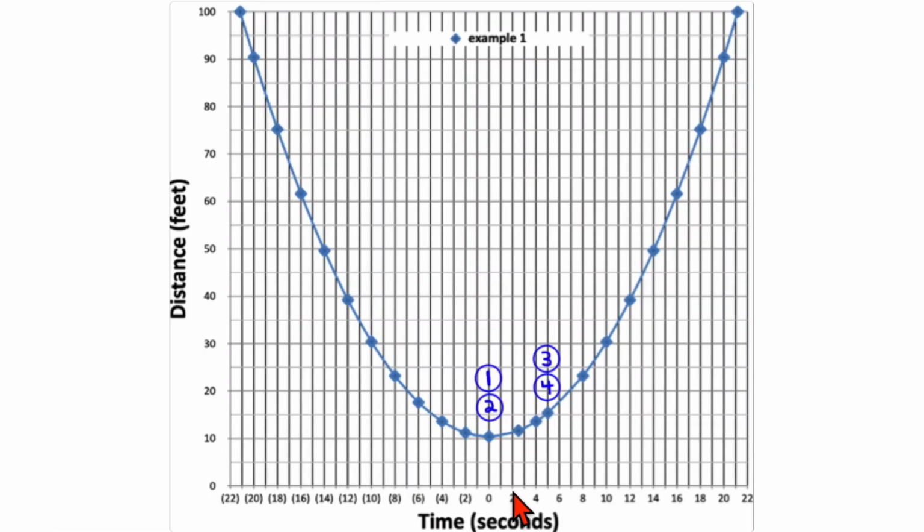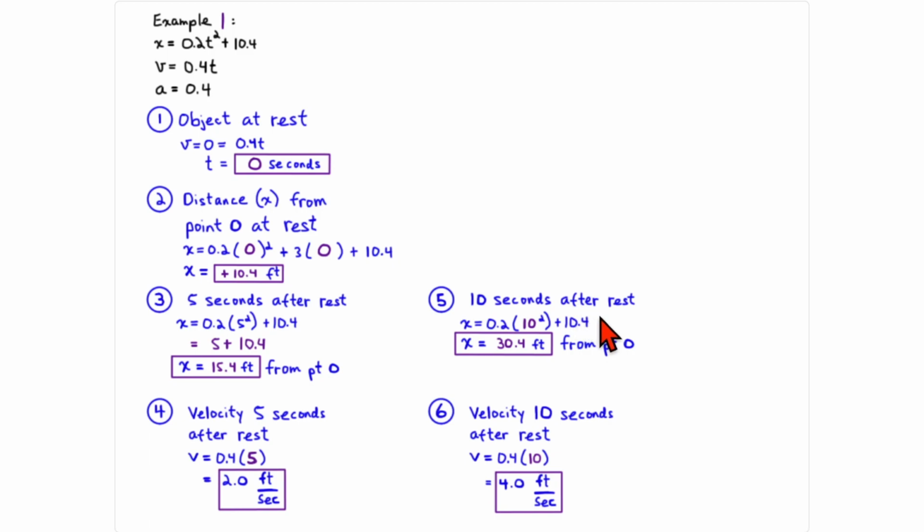So on the graph, you go out here to 5 seconds, go up to this point. This point is 15 4/10 feet to the right of point 0. And that instantaneous velocity, the tangent at this point, will have a slope of 2 feet per second. At 10 seconds after rest, that body is now 30 and 4/10 feet to the right of point 0. So it's 10 squared, 2/10 of 100 is 20.